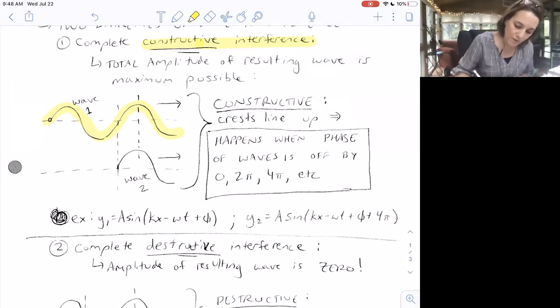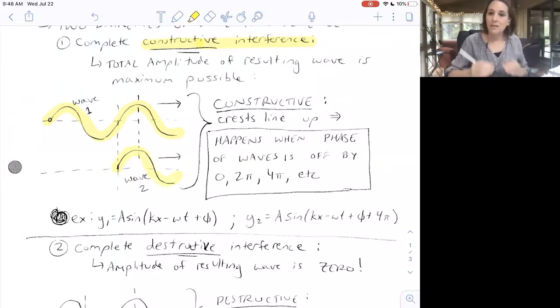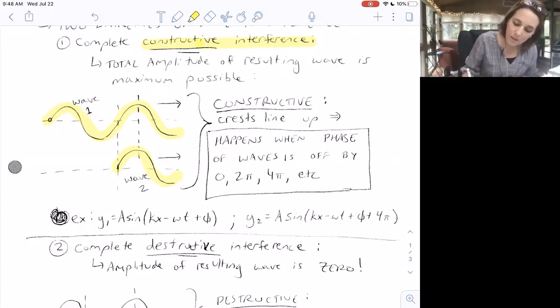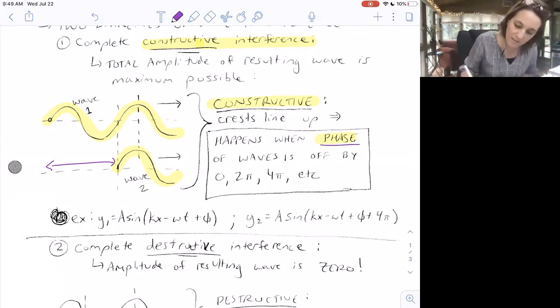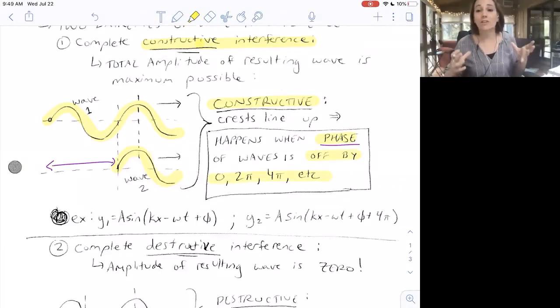So that's the first wave. Then if I add it to a second wave, and their crests line up and their troughs line up, I'm going to get the largest possible wave, because if I add these together, my peaks are going to add and I'm going to get double the amplitude. This will happen when the phase, the distance that one wave is shifted relative to the other, is off by an even multiple of pi.